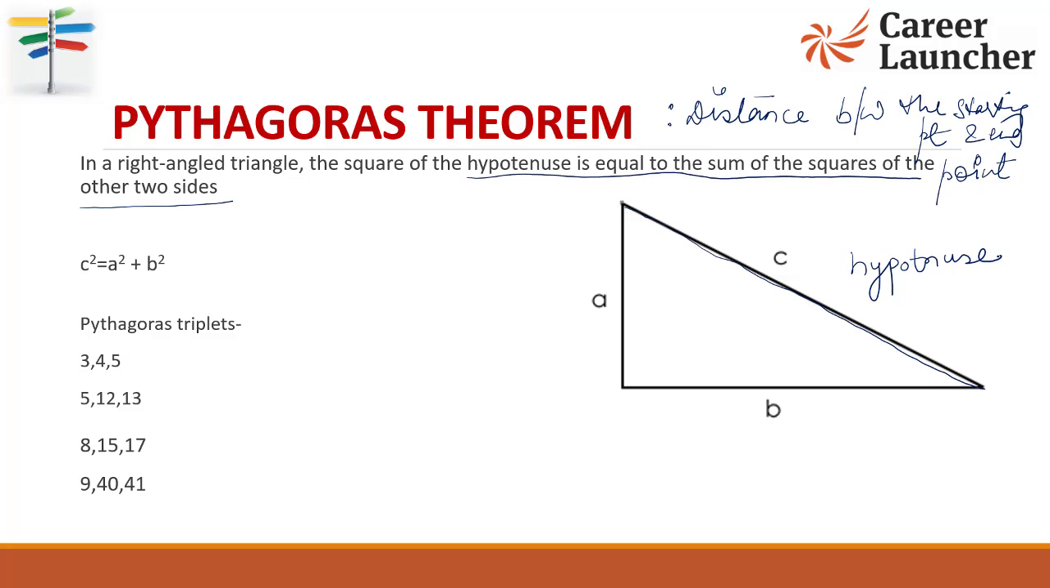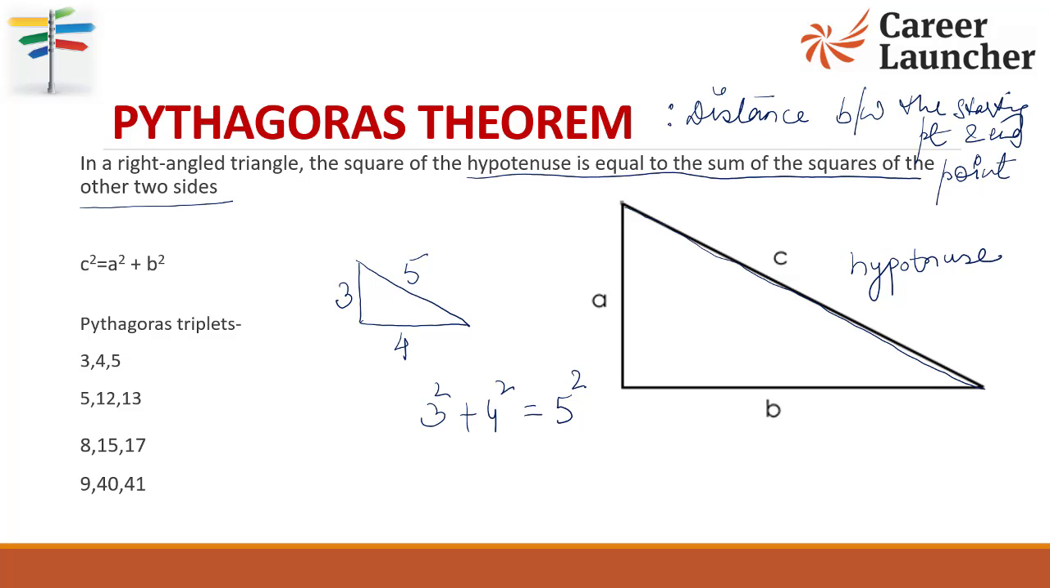Now there are some famous Pythagoras triplets. Triplets reduce our calculation time. Now what do we mean by triplet? If I have a right angle triangle with one side as 3 and the other side as 4, the hypotenuse will always come out to be 5, because 3 square plus 4 square is equal to 5 square. That's why we say 3 4 5 is a triplet, because the values follow Pythagoras theorem. Now how do we use it, and what is the point of remembering the triplets?